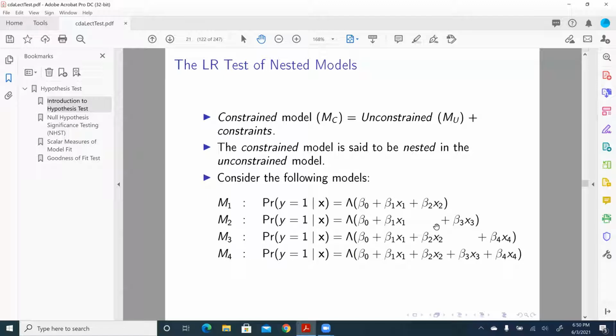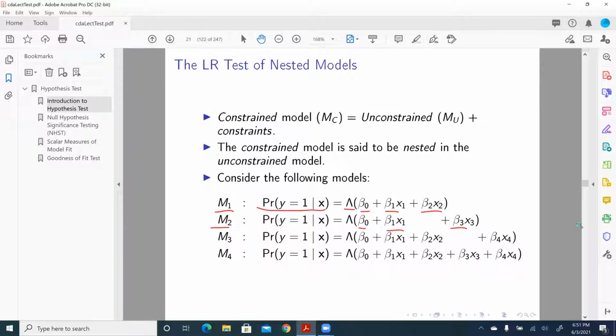We can look at the following models. In model 1, we have the response y equal to 1, the probability, and lambda is the logit link, with 3 parameters: intercept, beta 1, beta 2. Then model 2 has another 3 parameters to be estimated. Model 3 has beta 0, beta 1, beta 2, beta 4. And model 4 has the complete set of parameters, relatively speaking, for the models I just talked about.